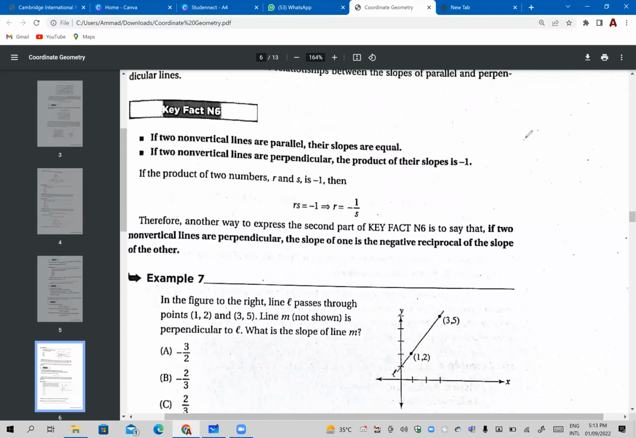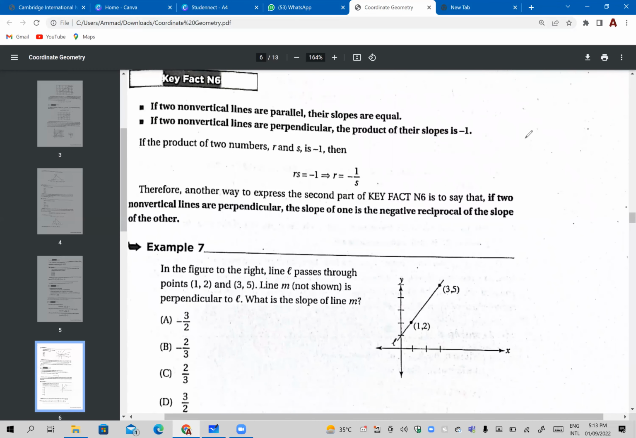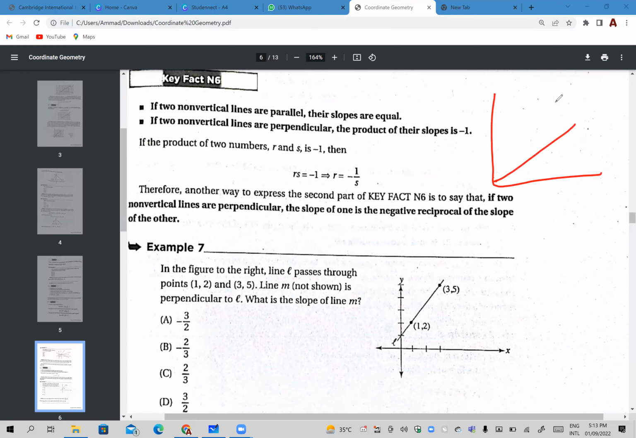All right, what happens when lines are parallel? Parallel lines have equal slopes. Parallel lines will look like this. If these two graphs are drawn, line A and line B, their gradients will be equal. Take any points on both lines and you get the answer. The answers will be equal.